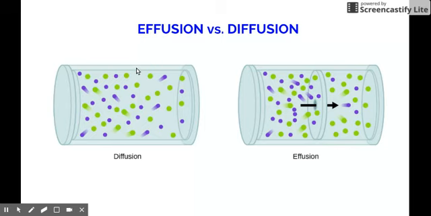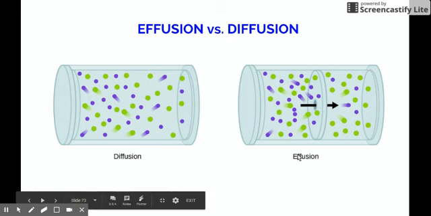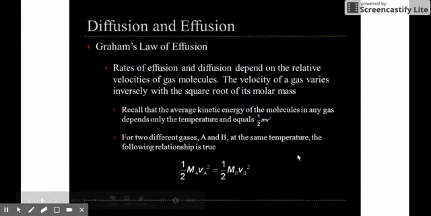That's why you can smell a certain gas if there's a release of it at a certain corner of a room, and eventually after some time you're going to smell it. That's diffusion. On the other hand, you contain a certain gas and then you put a hole where they can possibly escape. That is effusion, because that tiny hole gives way for the gases to escape. The rate at which these gases escape is what we call effusion, and the law that governs that is Graham's law of effusion.